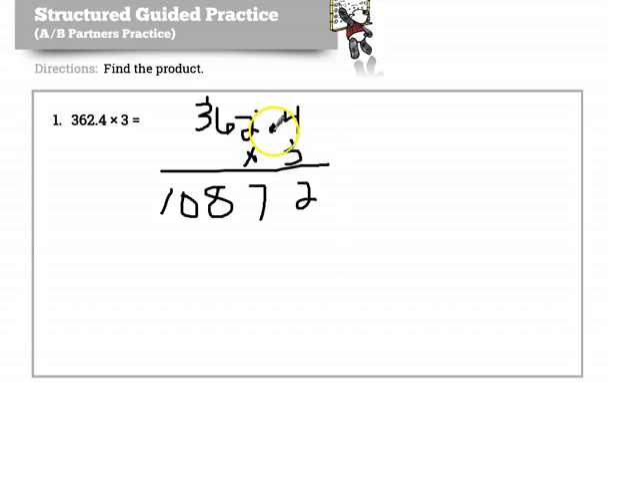Now, I'm going to go back to the decimal point, and I'm going to count how many numbers, and I'm going to underline those numbers that come after the decimal point. And there's only a 4. I only have 1 digit. So I'm going to start at the 2, and I'm going to move 1 place to the left and reposition my decimal point. Okay? Make sure that's what you have written down on yours.